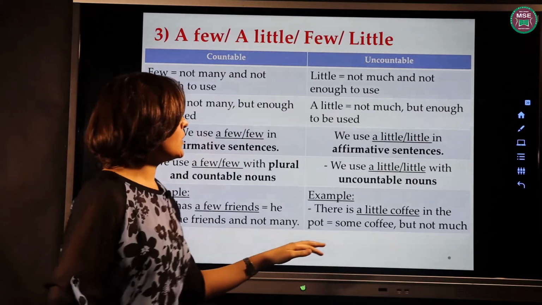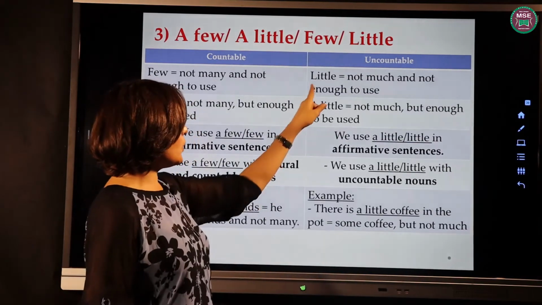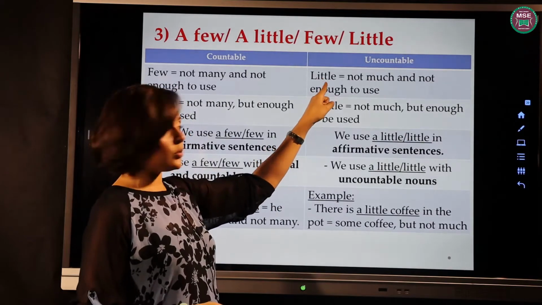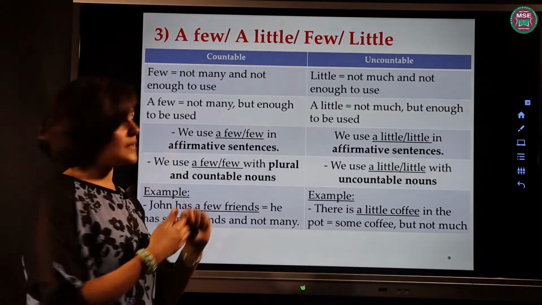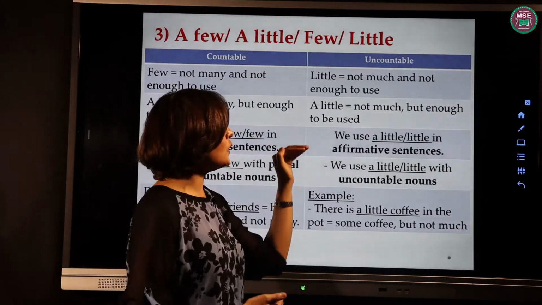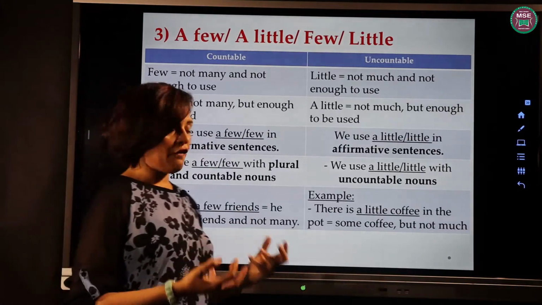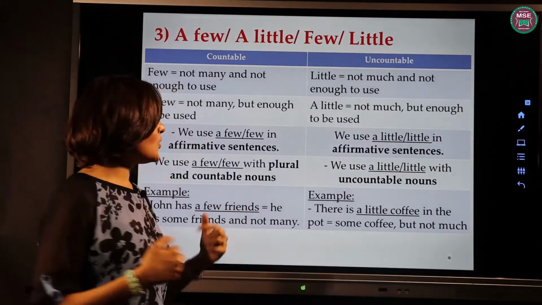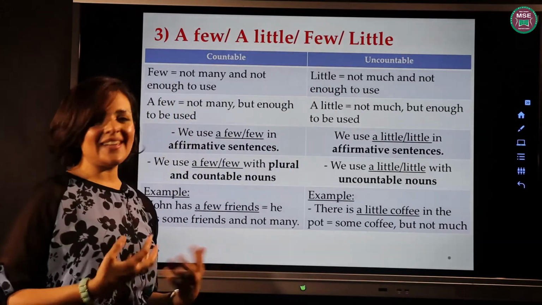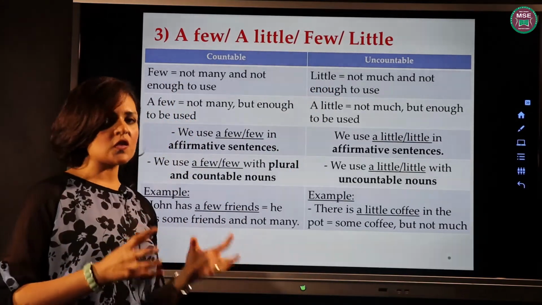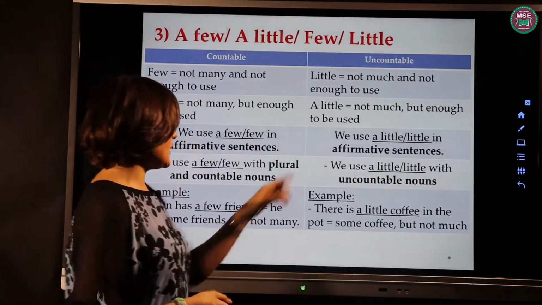In this part, we will see the usage with uncountable nouns. We use little and a little, with the same difference. Little means not much and not enough, so I am very sad when I use the word little. But when I use a little, it means the amount that I have is enough and sufficient for my needs.